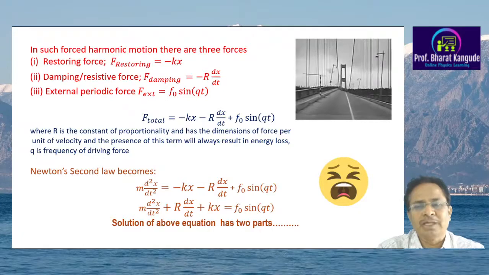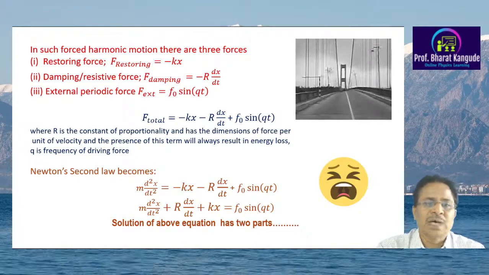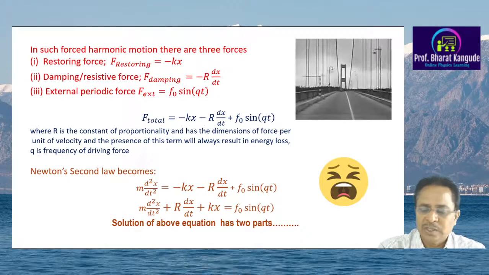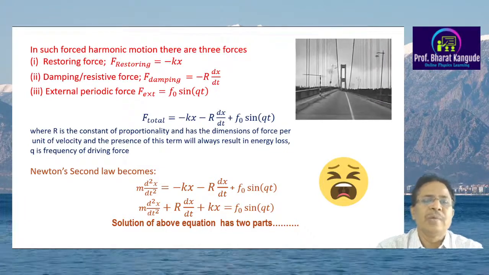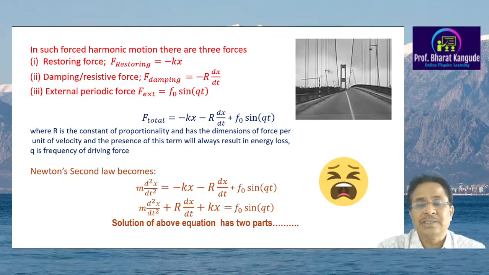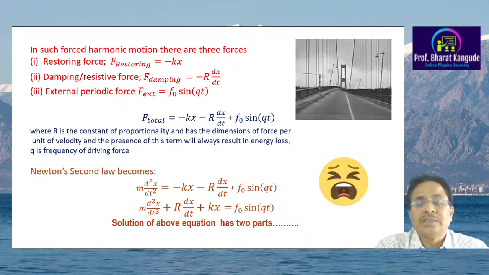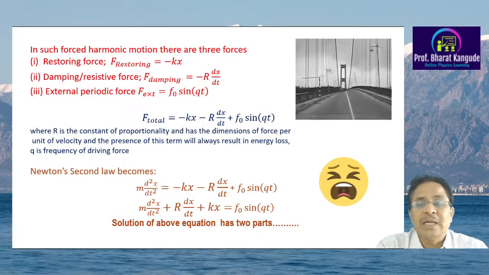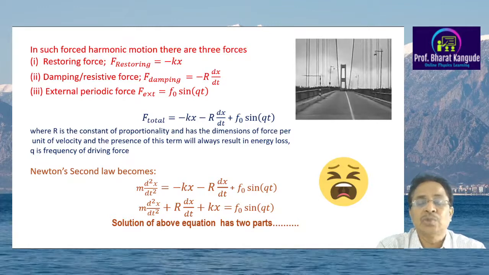So let's come to the mathematical part of this type of motion, that is forced oscillation. In such forced harmonic motion, there are three different forces as we have discussed earlier. The first force is called the restoring force, F restoring, which is given by F is equal to minus kx, where k is the force constant and x is the displacement. We have already known about this force. This force is proportional to the displacement and opposite in direction, and it is basically responsible for the continuation of simple harmonic motion.